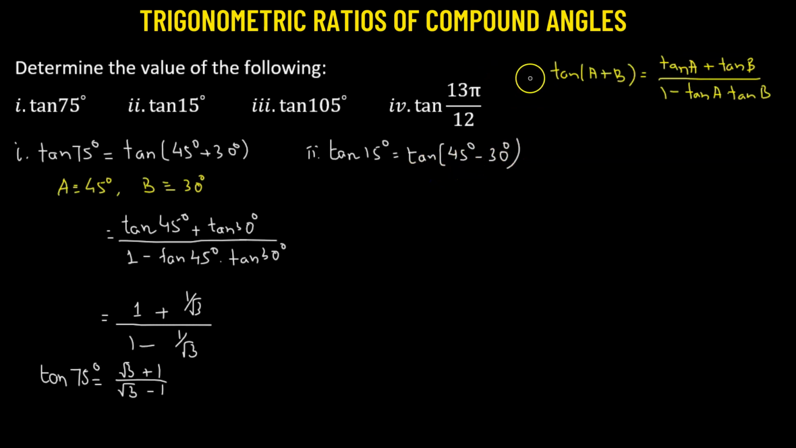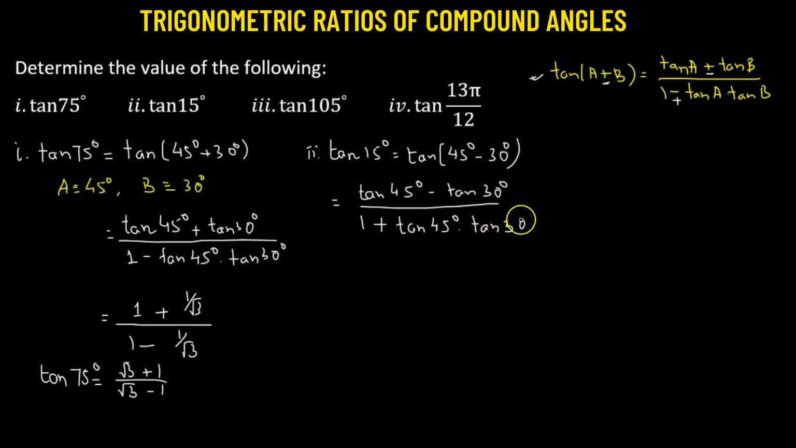So we'll use this formula, but instead of A plus B, now we have A minus B. So the only difference will be wherever we have a positive sign, it will become negative, and where there's negative sign, it will flip to positive sign. Meaning we're going to now get tangent of 45 degrees minus tangent of 30 degrees whole divided by 1 plus, this time, positive tangent 45 degrees multiplied to tangent 30 degrees.